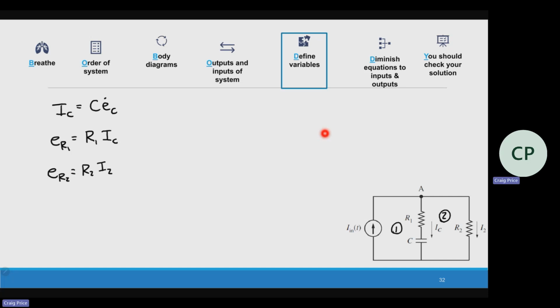Hey, that's what I got. Oh, you got an extra one. A little bit extra. Okay. It splits. The current does split. So we can do a KCL at node A.